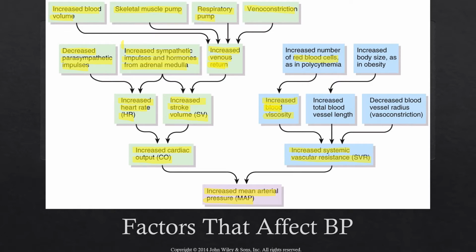Then an increase in body size is going to increase that total blood vessel length. And then along with the increased blood viscosity, increase in blood vessel length, and a decrease in the blood vessel radius, like in vasoconstriction, are all going to contribute to that increase in systemic vascular resistance. Now we don't need all three of these to increase the resistance. These are just three that contribute, and even one of these occurring is going to increase the vascular resistance. If all three are occurring at the same time, then that vascular resistance is going to be increased by quite a bit.